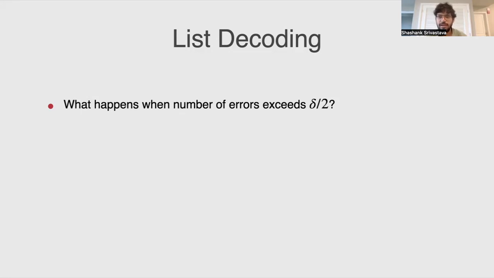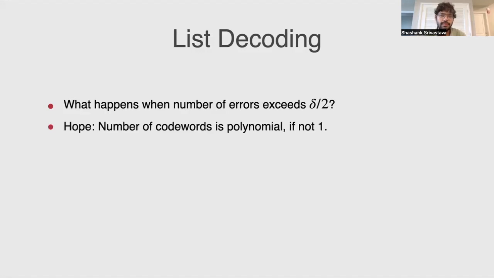So remember that for a rate R code, distance was bounded by 1 minus R, and because of that, the unique decoding radius was bounded by (1 minus R) over 2. But we are interested in the setting where we want to deal with more errors than that. It still might not be a completely hopeless scenario if we allow the output to be a list of code words instead of just a single code word.